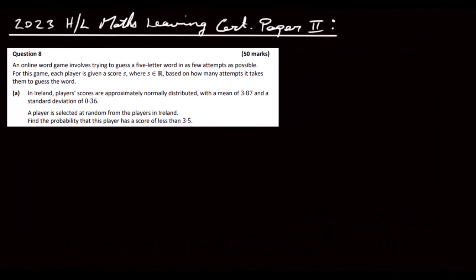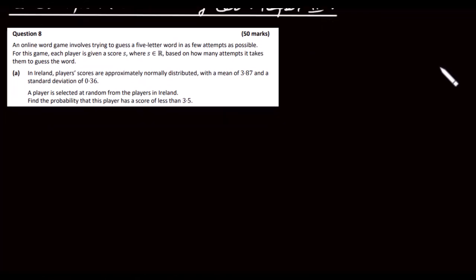So this is the 2023 Higher Level Maths Leaving Cert Paper 2, question 8. An online game involves trying to guess a 5-letter word in as few attempts as possible. For this game, each player is given a score S, where S is real, based on how many attempts it takes to guess the word.